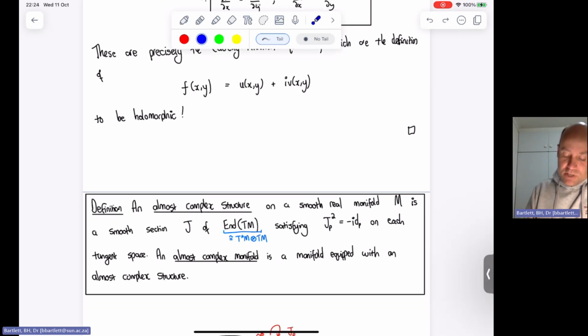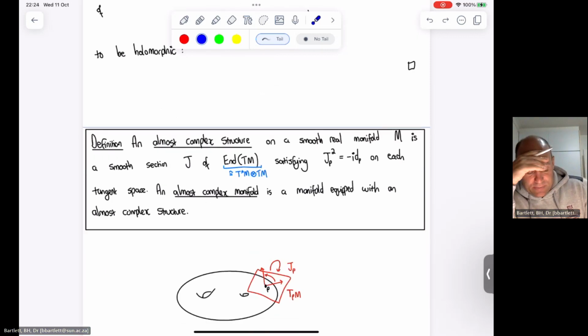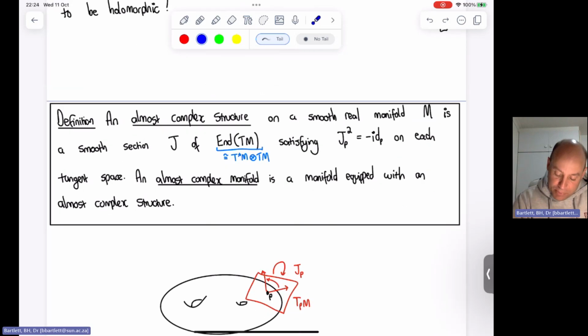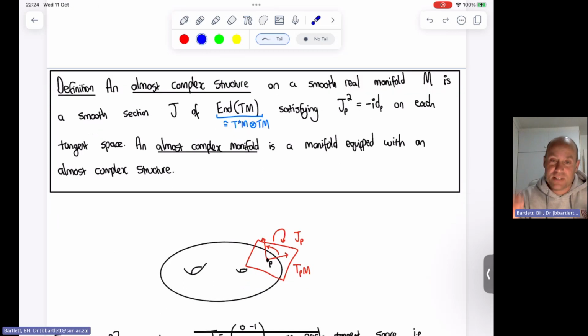Okay. So an almost complex manifold is a manifold equipped with one of these almost complex structures, i.e., at every point P, you've got an endomorphism of the tangent space which squares to minus the identity. There's my manifold. At every point P, I've got the tangent space, and I've got a map from the tangent space to itself, such that applying this map twice gives you minus the identity. You can think of it mentally as some kind of rotate by 90 degrees.